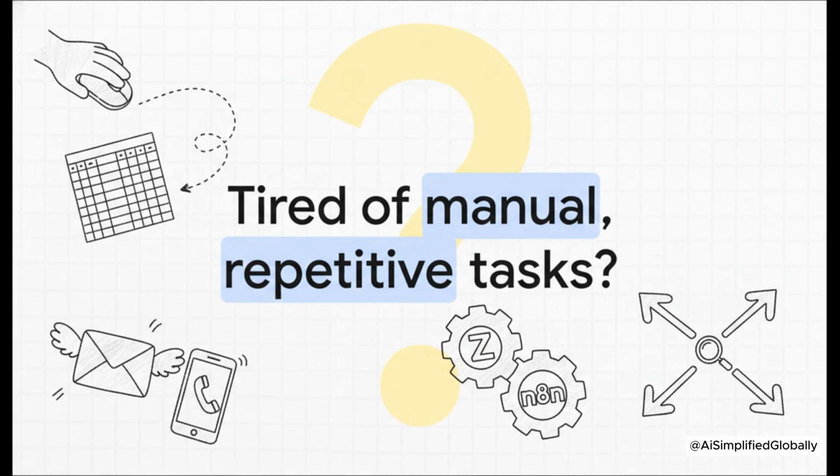Look, we've all been there, right? That feeling of being totally bogged down, endlessly copying and pasting the same information from one app to another. It's a total drag. Automation tools promise to be the magic bullet, but here's the catch. Picking the right one for your team is absolutely everything.